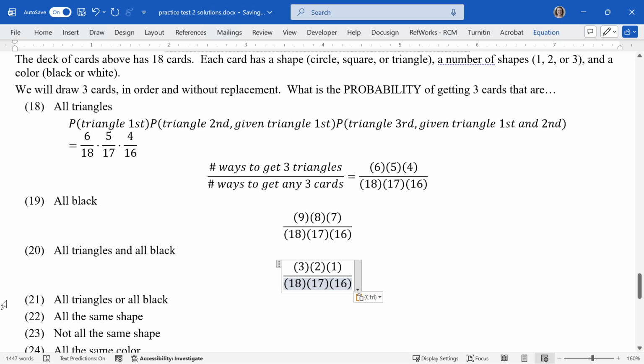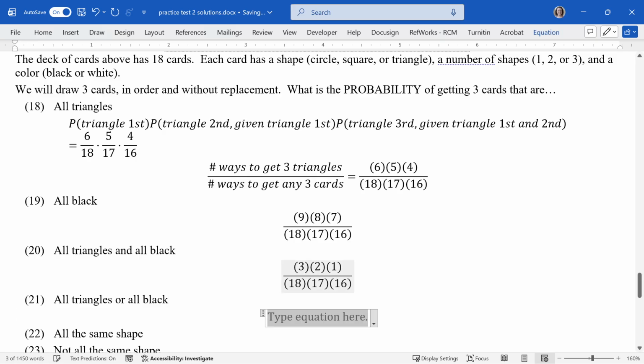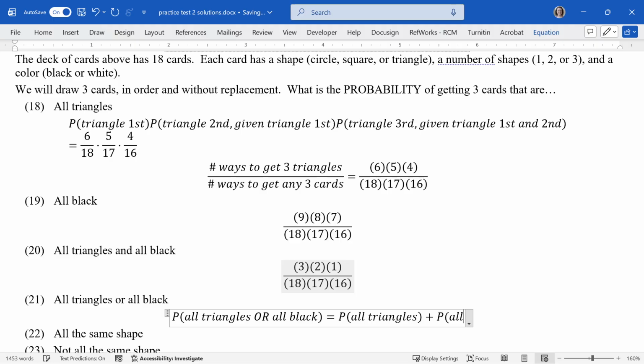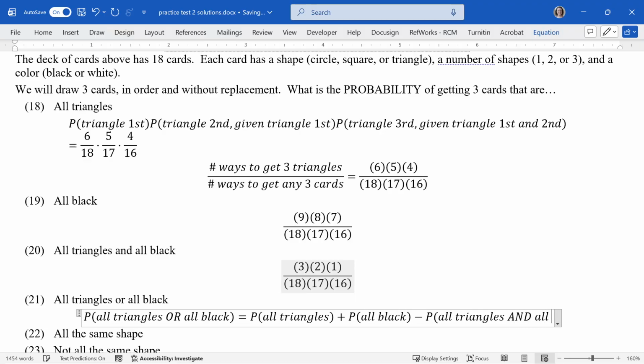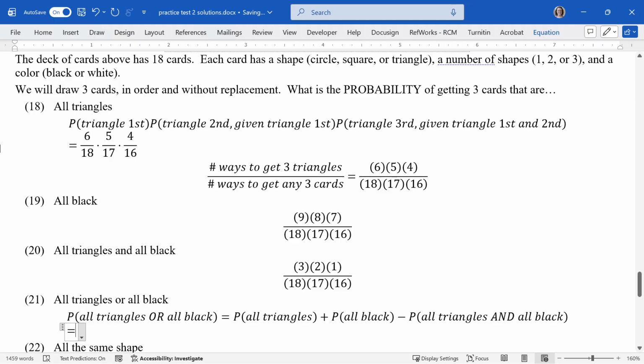Okay, so now for an interesting one, all triangles or all black. So we're doing the probability OR formula. So the probability of all triangles or all black is going to be probability of the first event, all triangles, plus probability of the second event, all black, minus probability that both events happen at the same time, which is the number 20 question that we just did. So basically we're adding the answer to number 18 plus the answer to number 19 minus the answer to number 20. Okay.